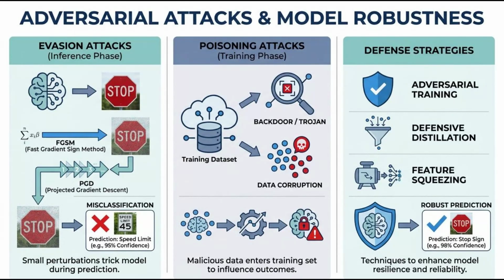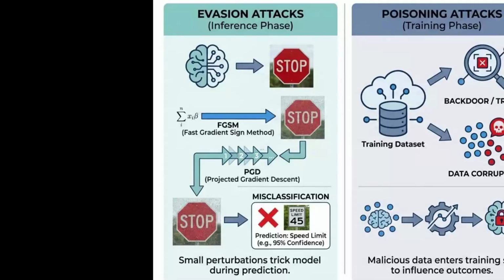deployed. To defend against these threats, researchers use adversarial training to expose models to attacks during development, apply defensive distillation to make models more robust, and employ feature squeezing to filter out malicious perturbations, ultimately creating AI systems that can withstand real-world adversarial challenges. Now let's explore how attackers can fool an AI model after it's already been deployed.